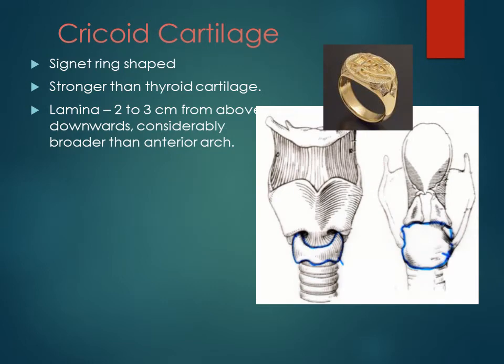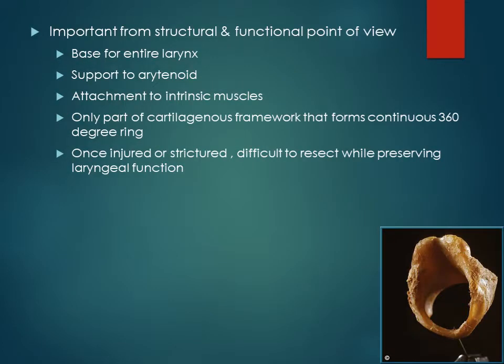The cricoid cartilage is the only complete ring in the larynx framework. It's stronger than the thyroid cartilage. It's broader and thicker posteriorly in the lamina. It's broader than the arch. From a structural and functional importance, it's the base for the entire larynx, support for arytenoids, attachment to the intrinsic muscles of the larynx, which is the main function for controlling the phonation, and it's the only complete ring in the larynx.